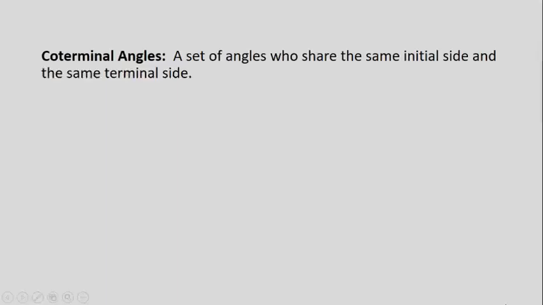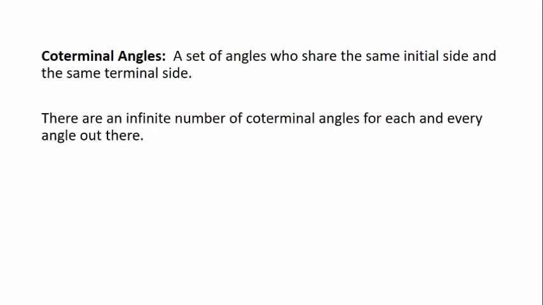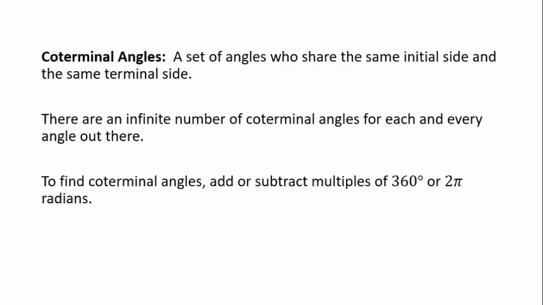Coterminal angles. Coterminal angles are a set of angles who share the same initial side and the same terminal side. There are an infinite number of coterminal angles for each and every angle out there. To find coterminal angles, we need to add or subtract multiples of 360 degrees, which is equivalent to 2 pi in radians. Let's look at a diagram to see how this works.